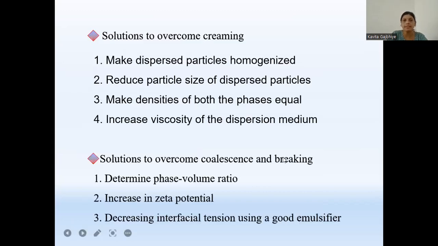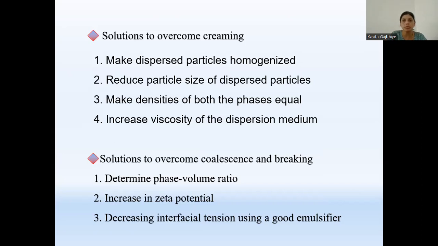So here, we see the solutions to overcome creaming, coalescence and breaking, and phase inversion. A few of the solutions for creaming: first, make the dispersed particles homogenized. If particles are of proper shape and size, there will be fewer chances of creaming or formation of flocules or aggregates. Reduce the particle size of dispersed particles. Yes, the dispersed particle size must be reduced and of uniform shape and size.